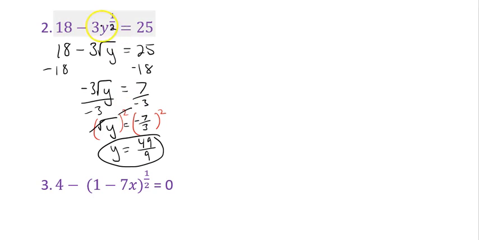And again, I want to check. If I plug that back in, I don't have a negative under a square root. I don't have to actually work it out again. I just want to check that I don't have a negative, and so this is fine.